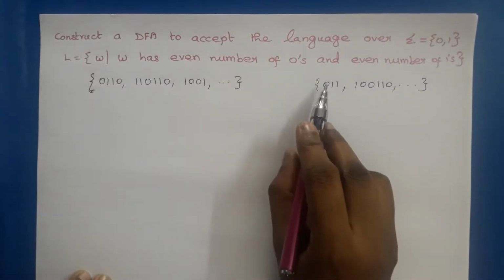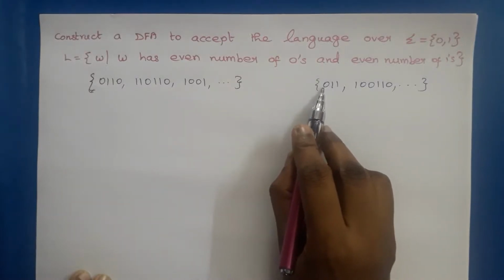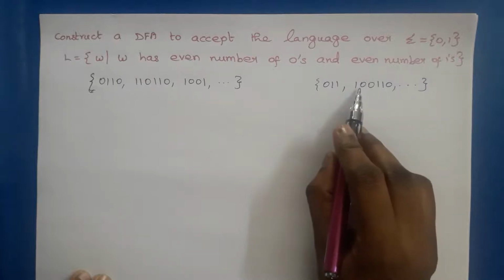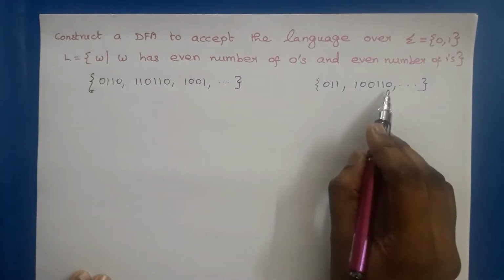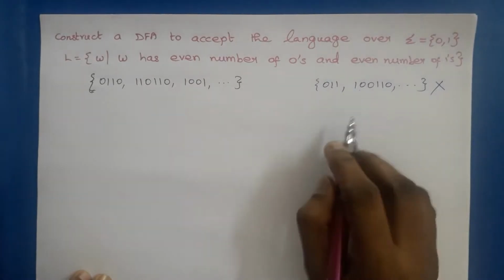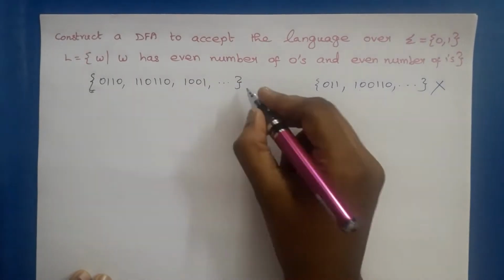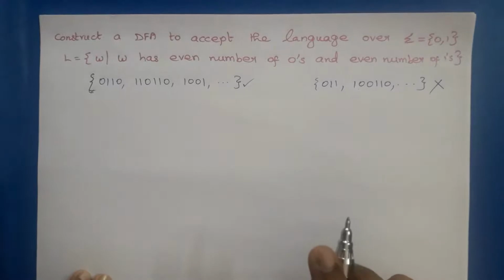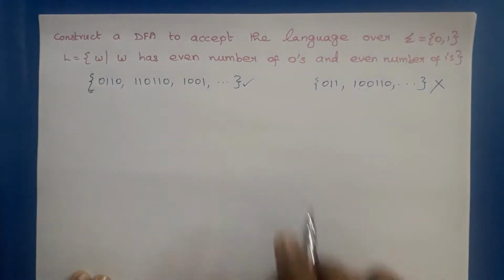So this string has even 1s and odd 0s, and this string has odd zeros and odd ones, 3 zeros and 3 ones. So these strings must be rejected by our DFA, and even number of zeros and even number of ones must be accepted by our DFA.